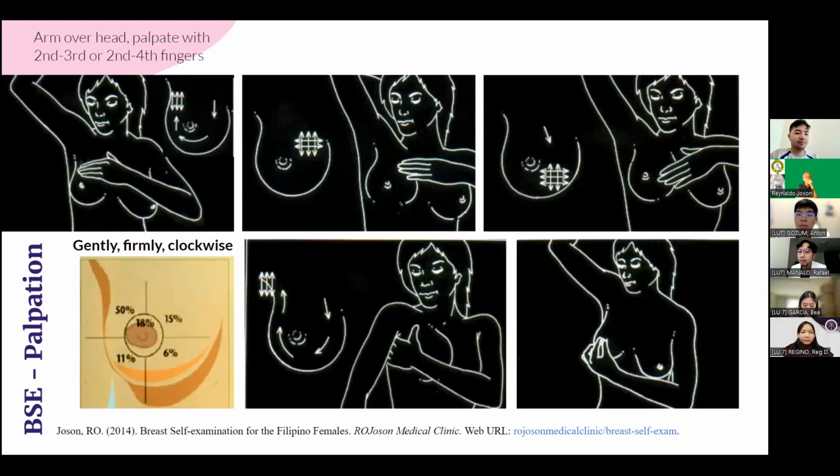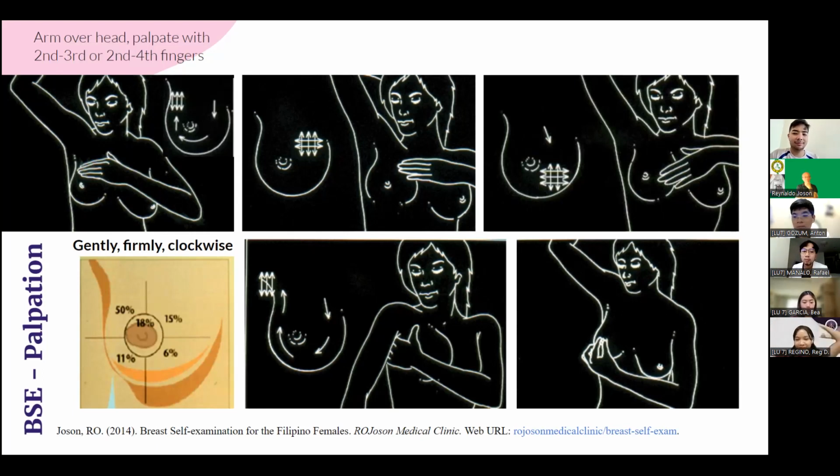And then after you're done inspecting your breast, you can start your palpation. I got this from one of the websites of Dr. Hoson. Usually what we can do is to place our arm over our head for the women, and to palpate the breast in a clockwise position using the second and third fingers, or the second or fourth fingers, gently, firmly, and clockwise. You can start with the upper outer quadrant, followed by the upper inner quadrant, until you finish all the quadrants of the breast.